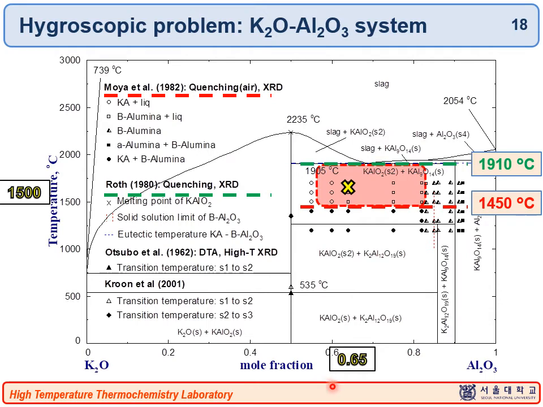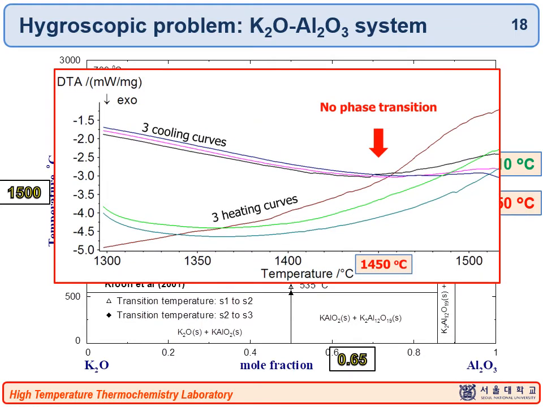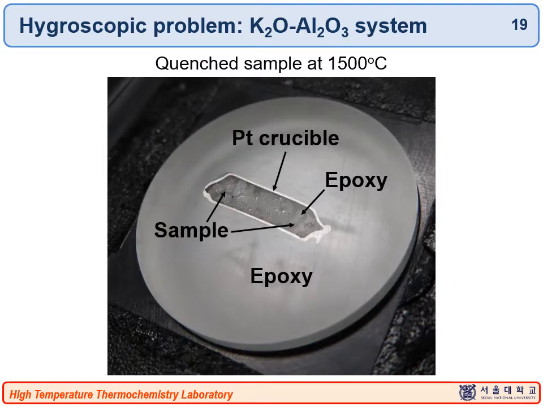We took the composition of 0.6 of the Al2O3 and performed the DTA experiment. As you can see in this experiment, we don't see any strange peak at around 1450 degrees Celsius. So we can say that the group of data which reported low temperature melting is wrong. Then we prepared another sample equilibrated at 1500 degrees Celsius, and we polished the sample after the experiment for the EPMA and XRD analysis.